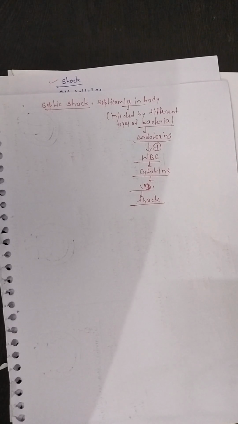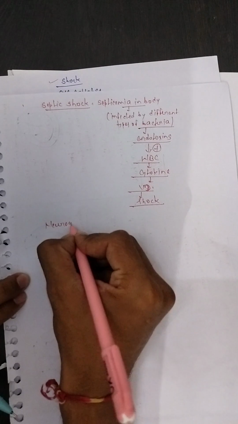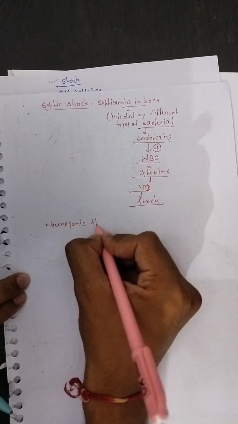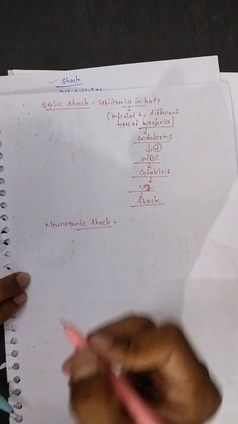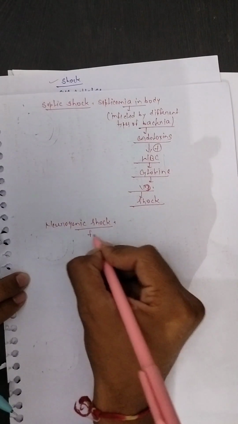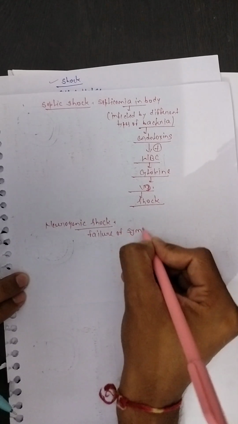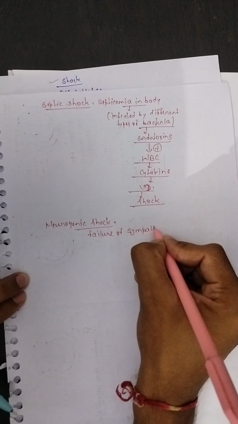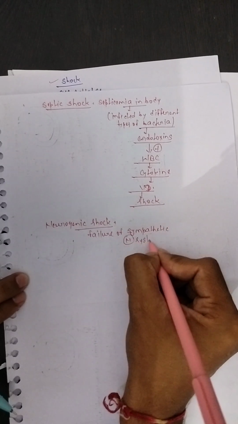Now another point is about neurogenic shock. Neurogenic shock is another example of distributive shock. What happens in neurogenic shock? There is a failure of the sympathetic nervous system.